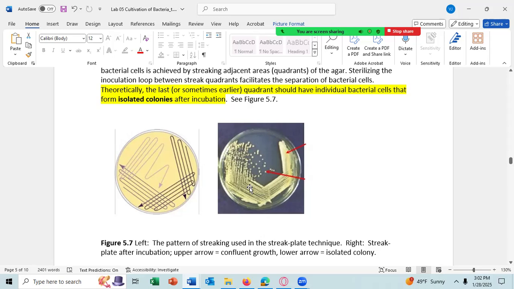If you were to take a colony from only one plate, meaning you streaked it out only one time to get isolated colonies, your chance of getting a pure culture is only about 70% of the time. And that is not good enough in microbiology.